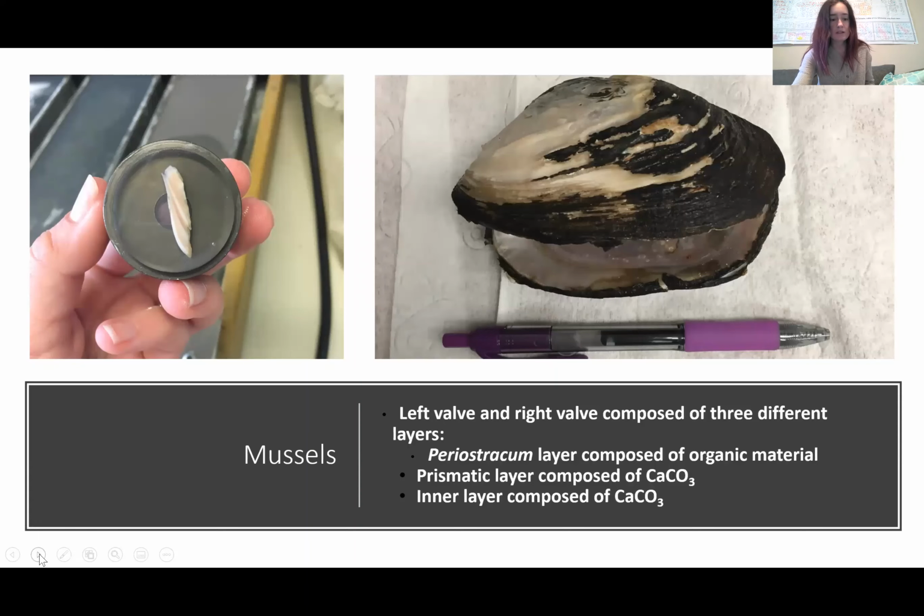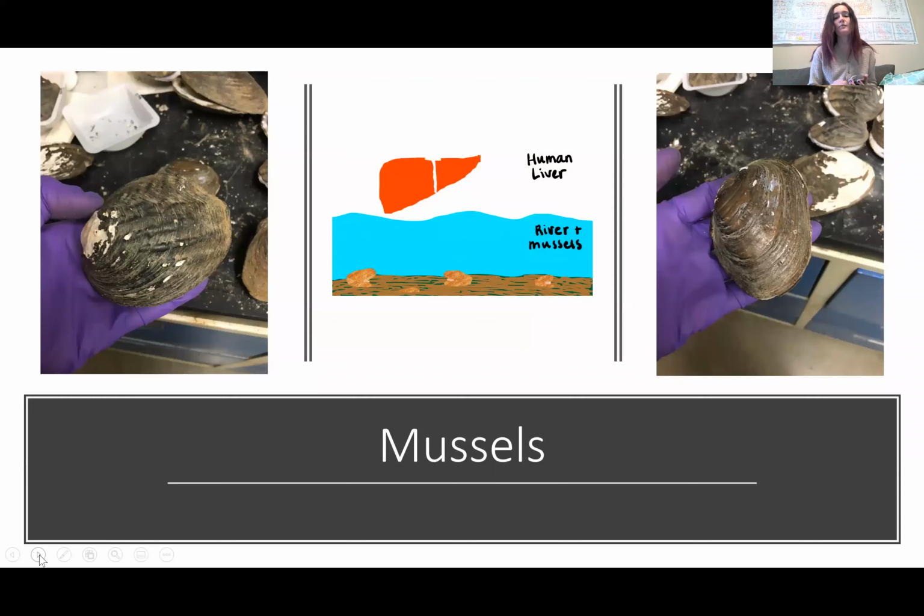Mussels are commonly known as livers for rivers because they will take pollutants out of a water body and accumulate them in their tissue and shell as they grow over time. That's very similar to what human livers do for our blood. Human livers filter our blood and remove toxins. And so mussels are known as livers for rivers.